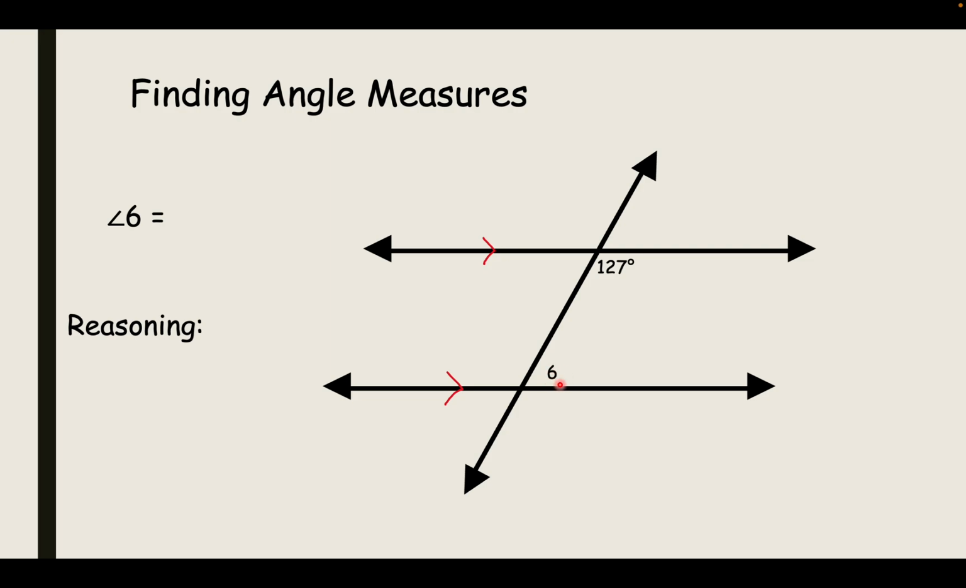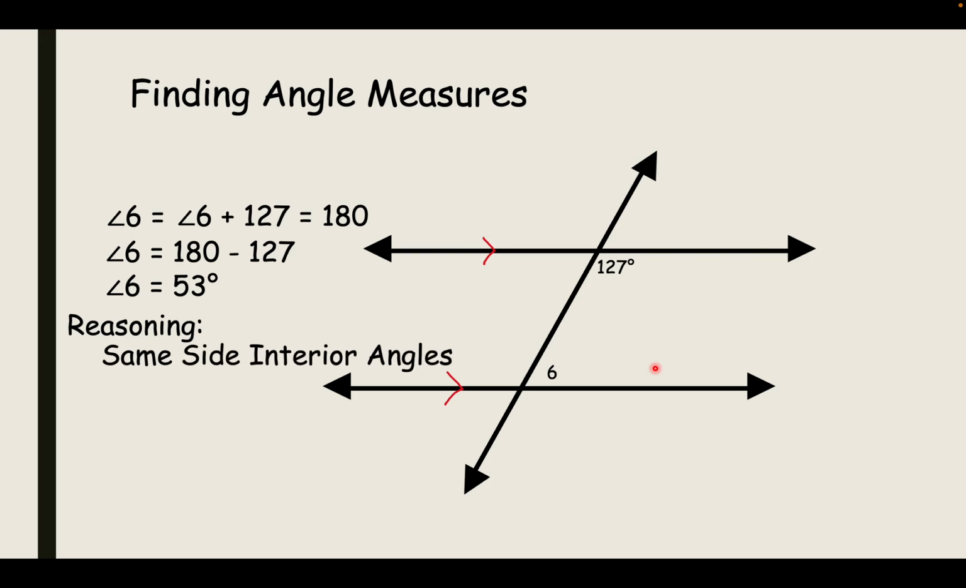If we need to find angle 6 here, we're given 127. The relationship between these 2 angles, well, they're on the same side of the transversal. They're interior angles because they're in between my 2 lines. Well, same side interior angles. I remember the S's are supplementary. So angle 6 plus 127 is going to equal 180. So what number plus 127 equals 180? That sounds complicated. So let's think about it in a simpler way. Let's take 180 and take away 127, giving us angle 6 would be 53 degrees. We know that because they're same side interior angles.